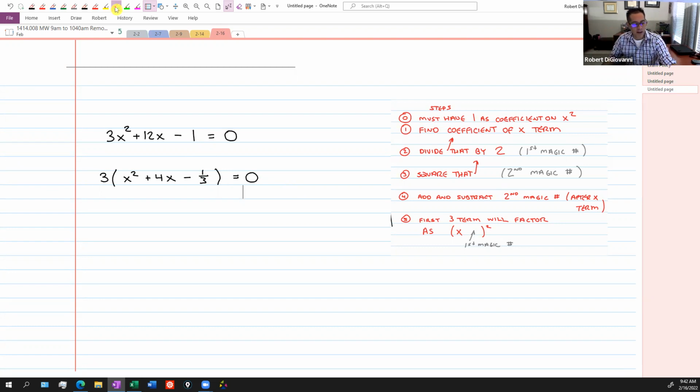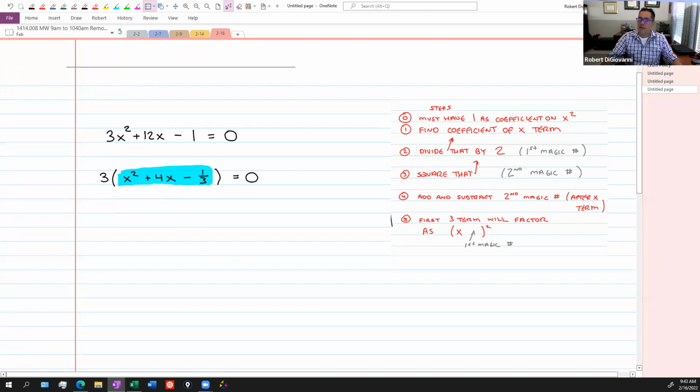Okay, what I want you to do now is focus all of your attention on the blue. Kind of forget the 3 for now. I want you to just look at the blue here, and follow these steps and see if you can get to step 5 with the blue part in here on your own. And then let me know if you get to the end of it.